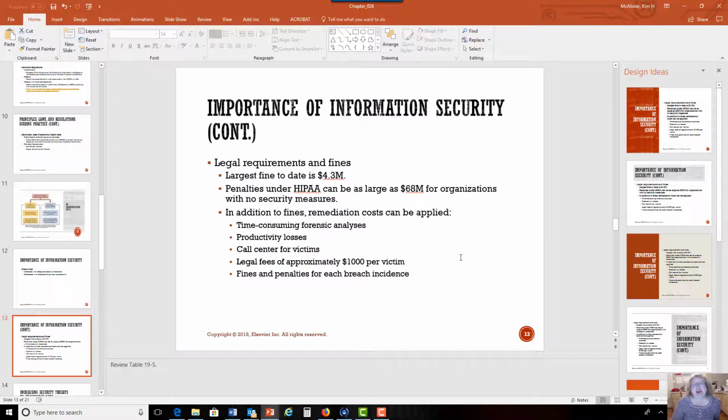In addition to the fines, there can be remediation cost, and this is like forensic analysis where you try to figure out where everything went wrong. You lose productivity because you're having to spend time and personnel on finding the cause and providing the solution and explaining how you're going to correct the problem and apologizing. You have to set up a call center for victims that were impacted by your security breach, and you can end up paying up to $1,000 per victim.